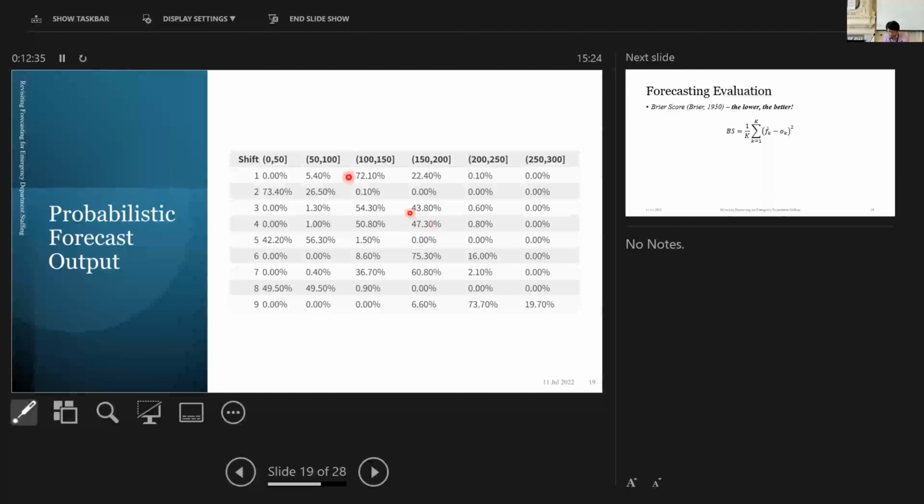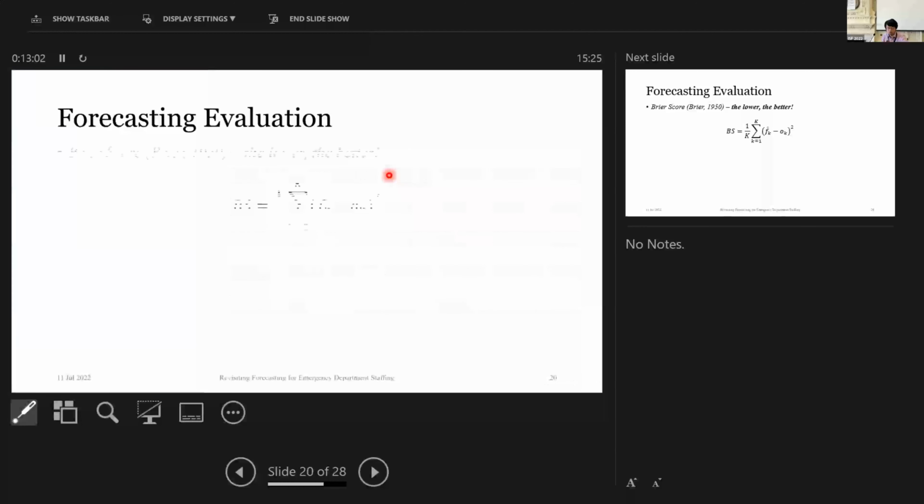Okay, so if you look at the output in RStudio, you will see that each category is associated with a probability. For example, in the first row, the highest probability is in category 3, which has 72.1%. Okay, so this is my output. They are all probabilities, and they are not point forecasts. You need a special evaluation method for your forecasting. So this is very standard in probabilistic forecasting.